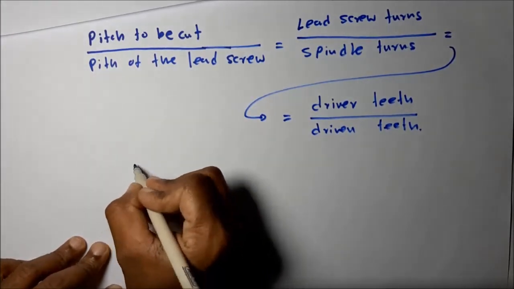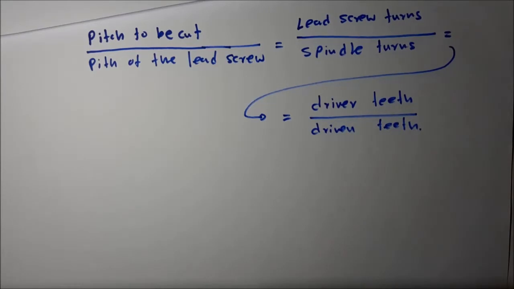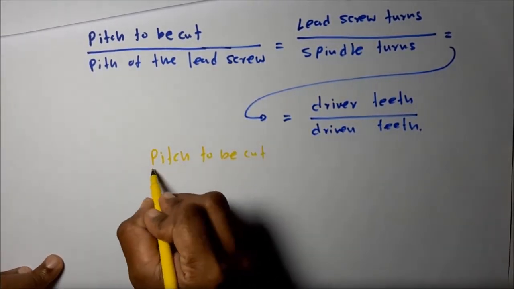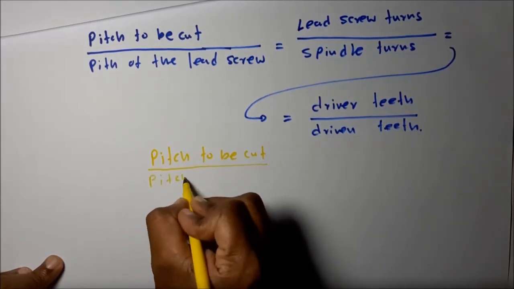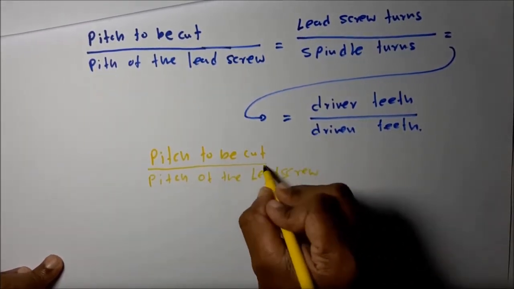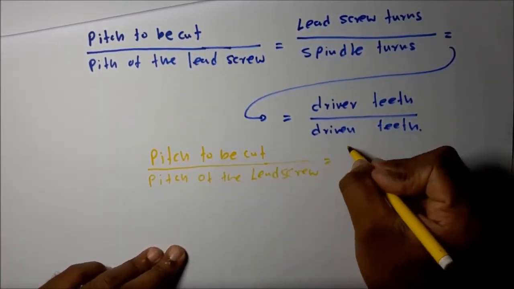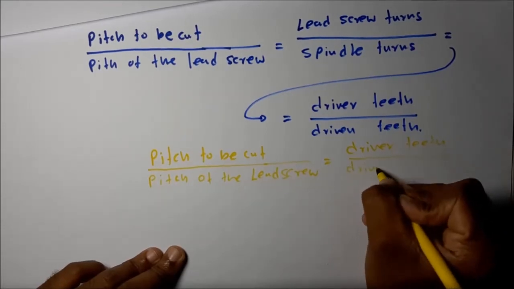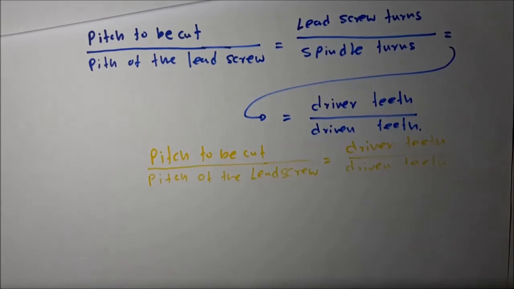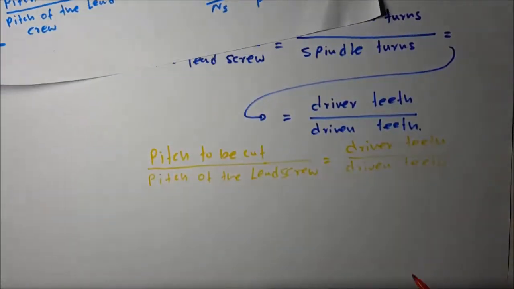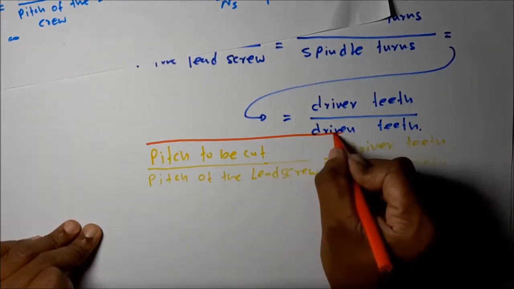We want pitch to be cut divided by the pitch of the lead screw is equal to driver teeth divided by driven teeth. You already know the intermediate gears do not affect the gear ratio. That's why we have taken this equation. This is the equation we are going to use for our calculations.